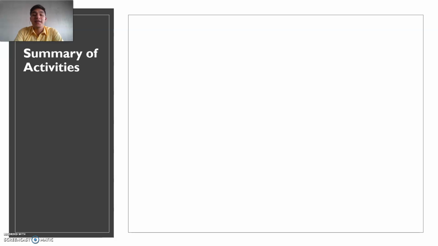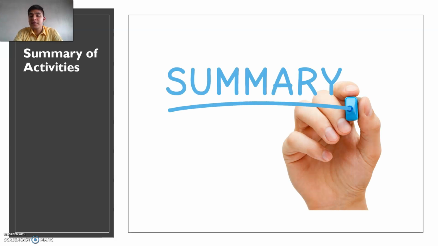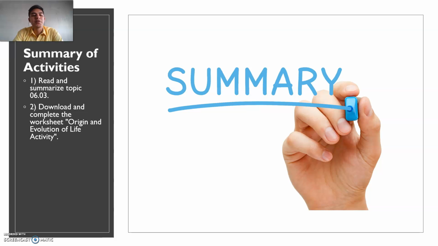And here you have the summary of the activities that you need to complete so we can be clear about everything you need to do. Number 1, read and summarize topic 6.03. Then, number 2, download and complete the worksheet, Origin and Evolution of Life activity. And, by the way, in the case of our summary, remember that from now on, you need to upload it to Educativa, okay? So after summarizing the topic, make sure to upload it to Educativa.